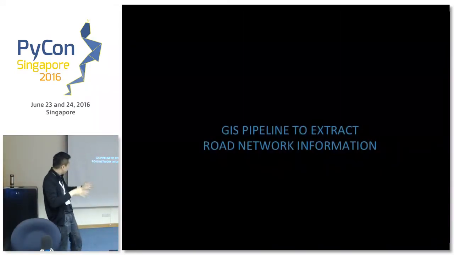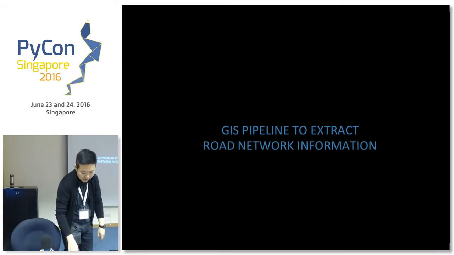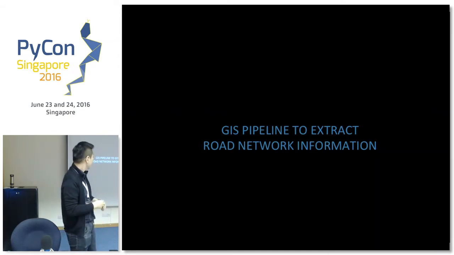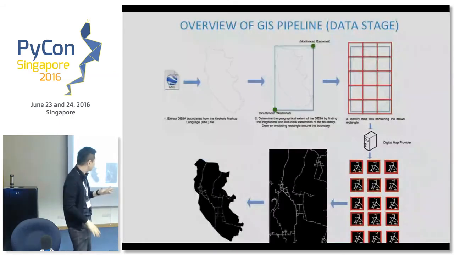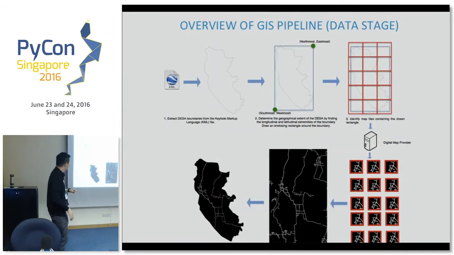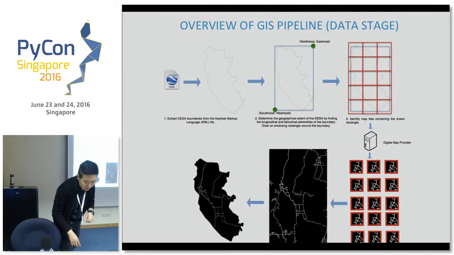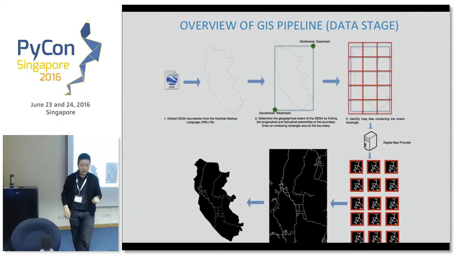So with that, I'll just go into the GIS pipeline that we have developed using Python. Here, I want to mention that we use a few Python libraries like GDAL, OGR, Fiona, and Shapely. These are the main Python modules that we use. And this is the overview of the pipeline that we have developed using Python. I'm sorry, maybe the resolution is not that good. But here is the boundary of the region that we are interested in assessing.